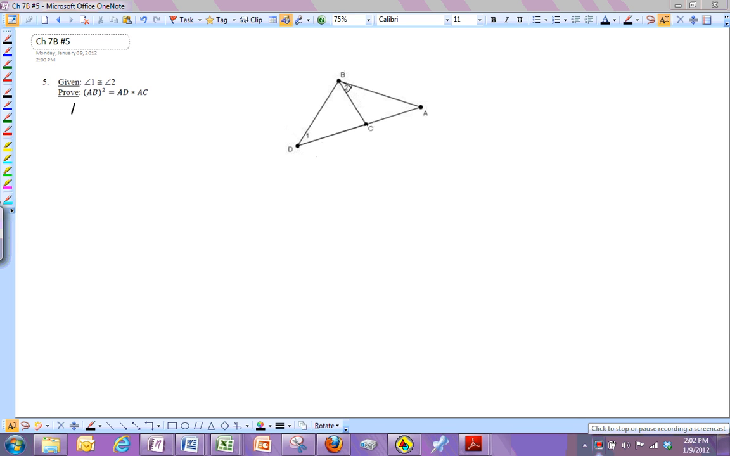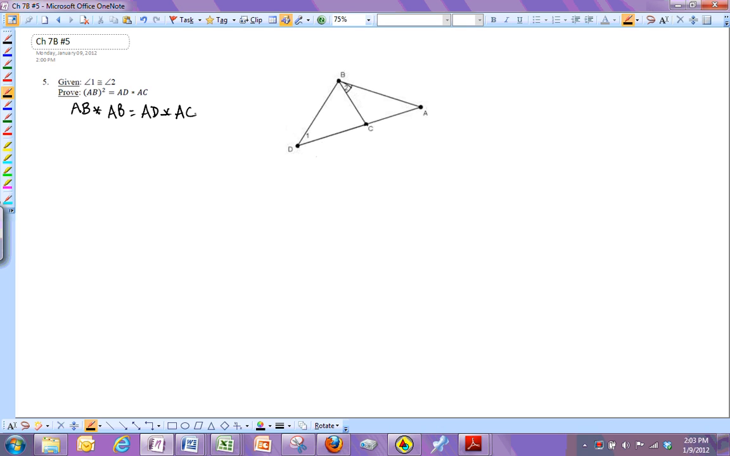Okay, chapter 7b, number 5. In this one we're trying to prove, actually in this one I took out the circle from the picture because it's not necessary. And what we're trying to prove here is that, if I write this out, AB times AB equals AD times AC.